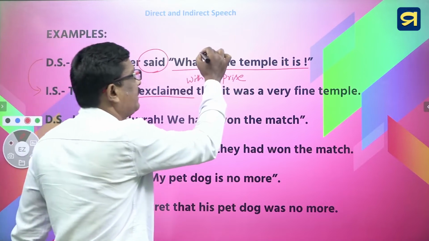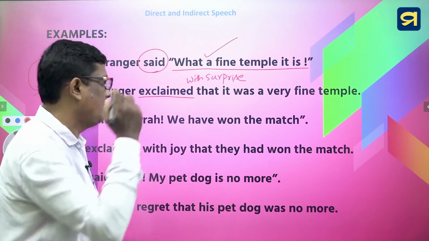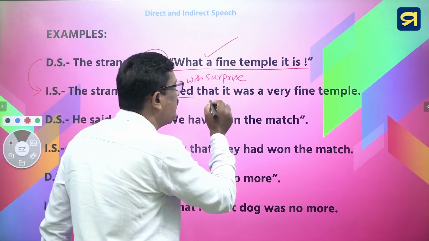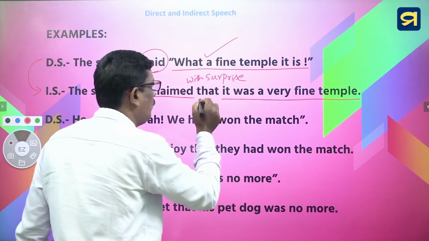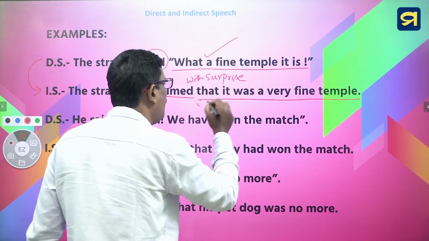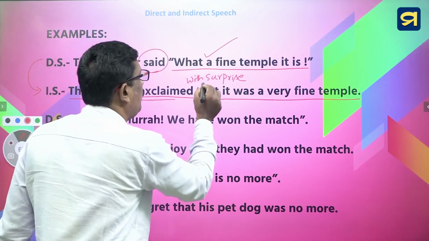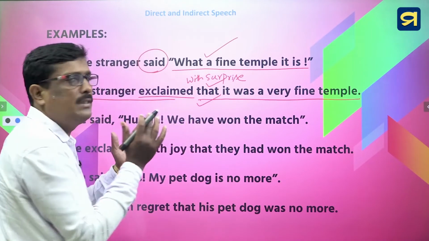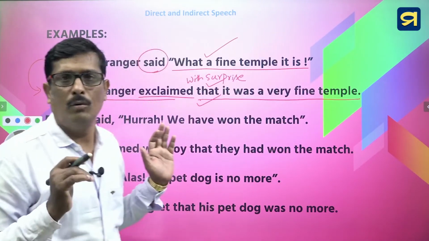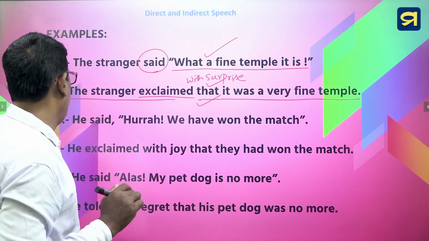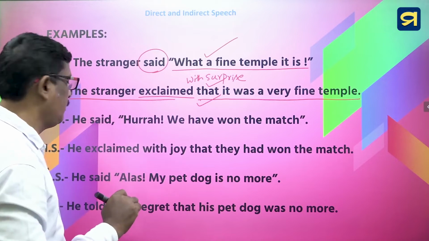Okay, and the exclamatory sentence changes into a declarative sentence: It was a very fine temple. And that is used after the reporting verb part. That means that is used to combine the reporting part and reported part. Okay. Number two. He said, "Hurrah, we have won the match."